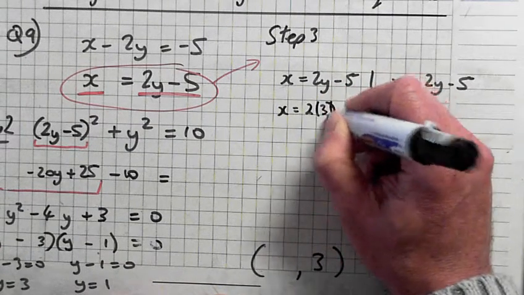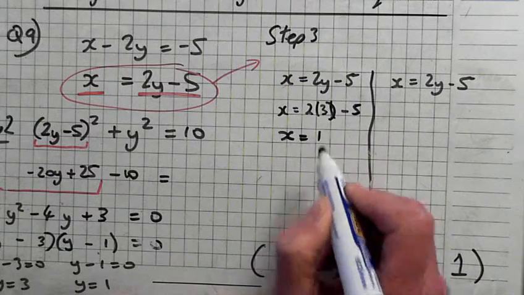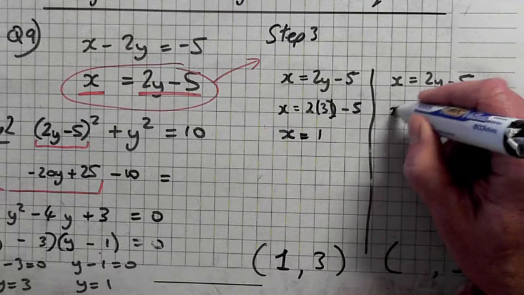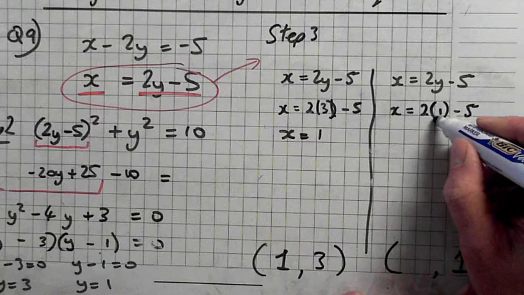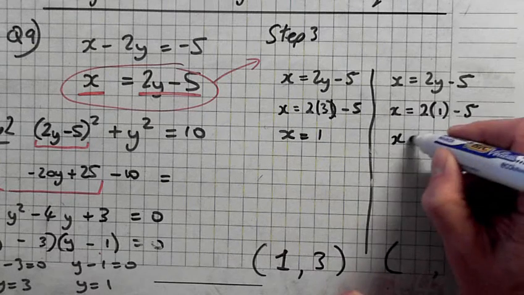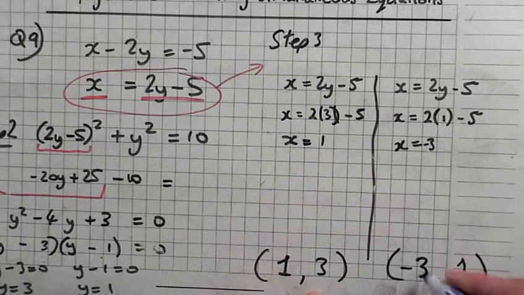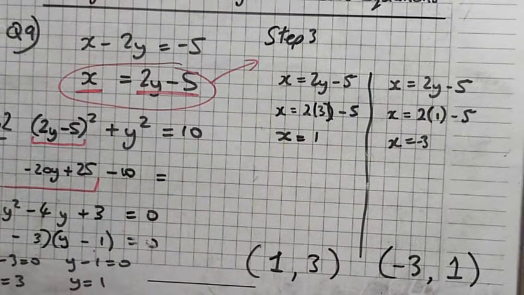2 times 3 minus 5. 2 times 3 is 6, minus 5 is 1. Put 1 in for y on the side. Careful. Plus 2 minus 5, minus 3. So there are the 2 points that cross that line and that circle.